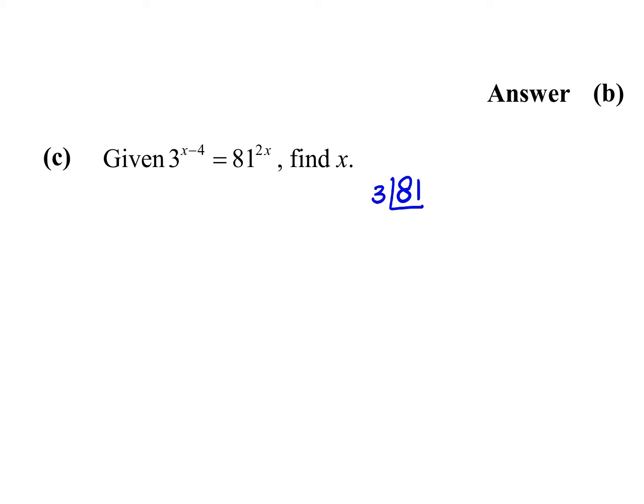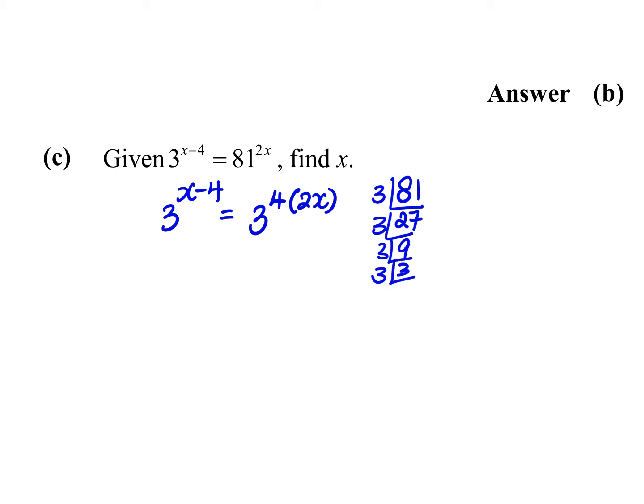81 divided by 3 is 27. Divided by 3, 9. Correct? So 81 is now changed into 3 to the power of 4. But outside we still have a 2x. It's multiplied to the power, correct? So the whole thing is 3 to the power 4 times the 2x. Then this side here stays the same, so it's 3 to the power x minus 4.